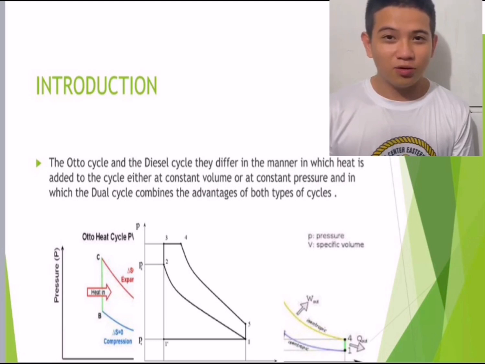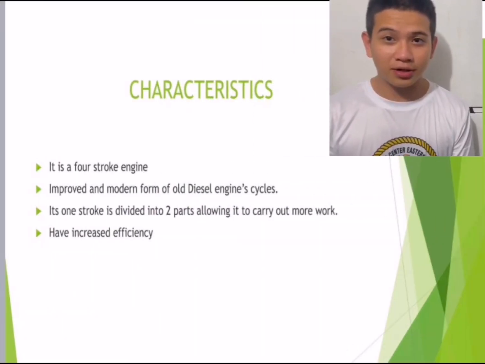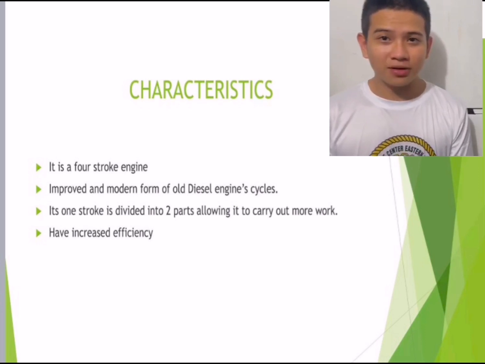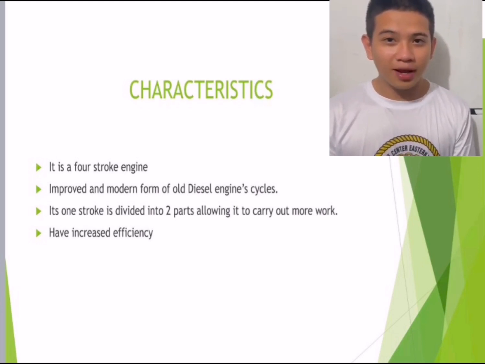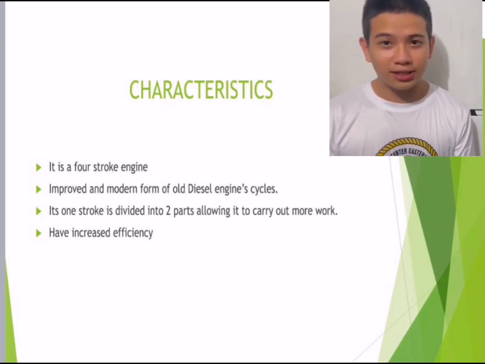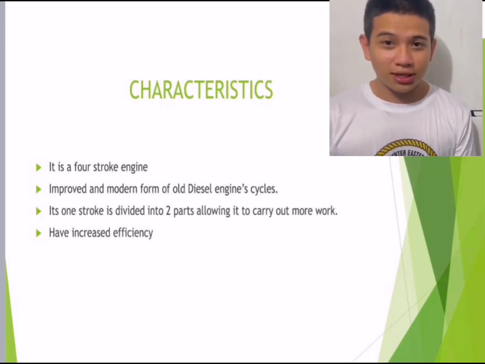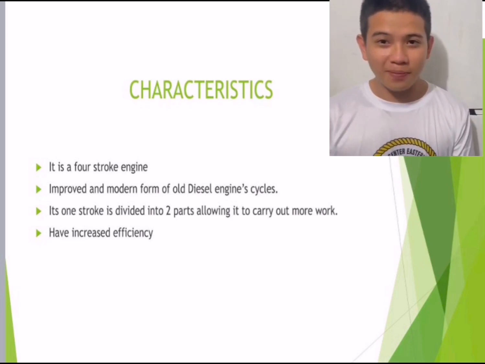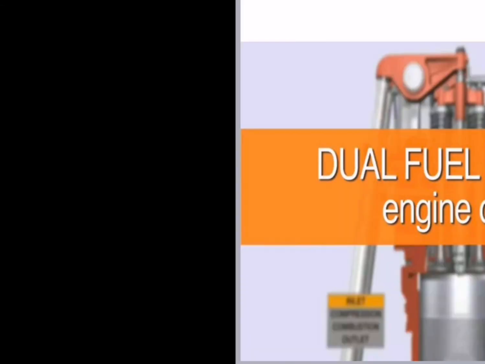So the next one is the dual cycle. The dual cycle is constant volume then constant pressure. This cycle combines elements of both, with an initial phase of constant volume heat addition followed by constant pressure heat addition. It's a more realistic model for modern engines, especially high-speed diesels, as it captures both the rapid initial combustion and the more sustained burning phase, offering a balance between the high peak pressures of the Otto cycle and the higher efficiency potential of the diesel cycle.